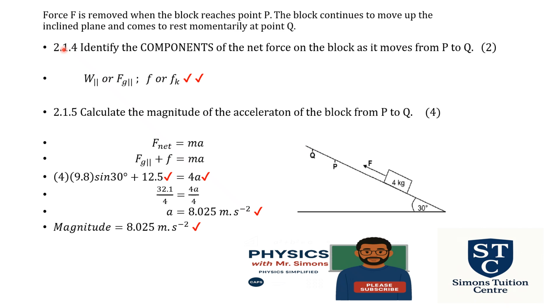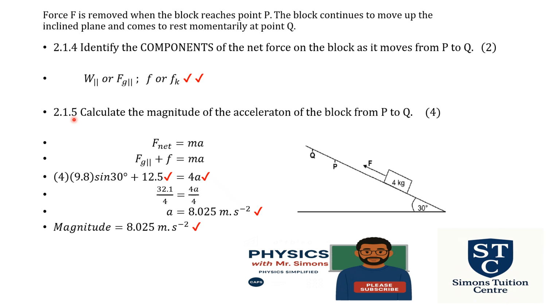Now 2.1.4, identify the components of the net force on the block as it moves from P to Q. So there's no applied force going from P to Q, so the only things working on it are friction, which is trying to slow it down, and weight parallel or Fg parallel. So there, weight parallel or force of gravity parallel, and kinetic friction. Or you could have written it in words. Makes no difference. 1 mark for each one, 2 marks.